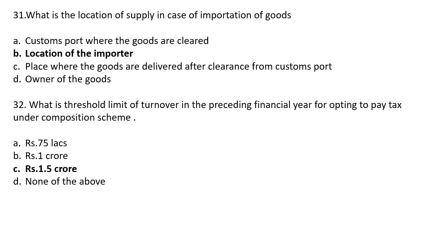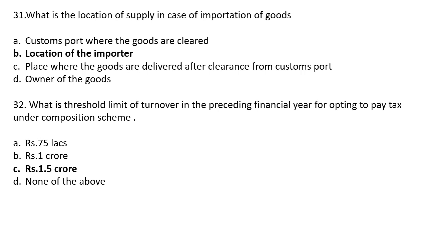What is the location of supply in case of imports of goods? Option A, customs port where the goods are cleared. Option B, location of the importer. Option C, place where the goods are delivered after clearance at the customs port. Option D, owner of the goods. The correct answer is option B, location of the importer.